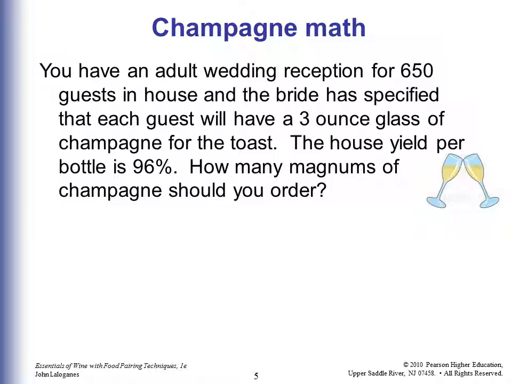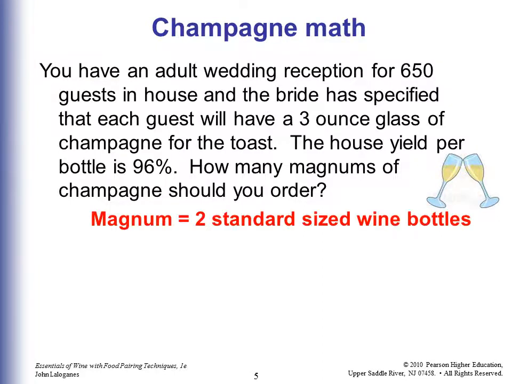You have an adult wedding reception for 650 guests in the house, and the bride has specified that each guest will have a 3-ounce glass of champagne for the toast. The house yield per bottle is 96%. Where'd the rest of it go when you open up the bottle? Maybe it's sprayed out. So how many magnums of champagne should you order? What's a magnum? That's 2 standard size bottles. A magnum is a big bottle, impressive looking, hard to serve. But if you want to use magnums, that would be 2 standard size bottles.